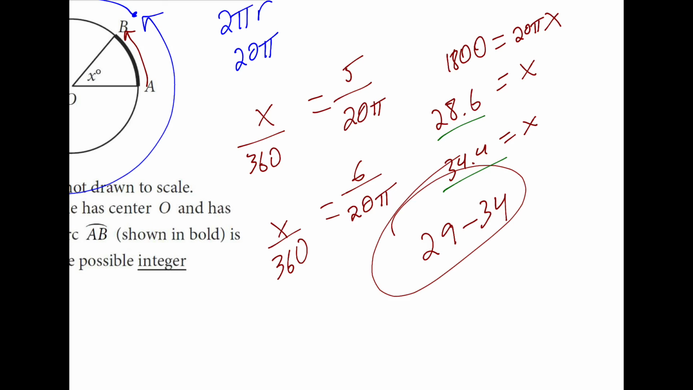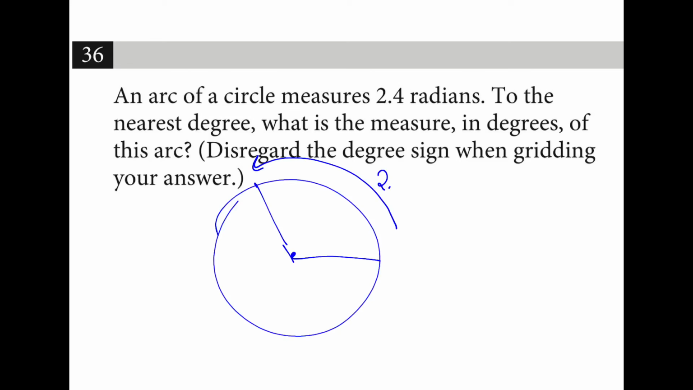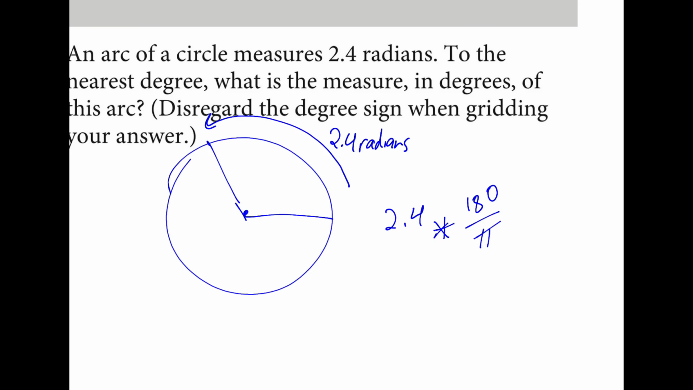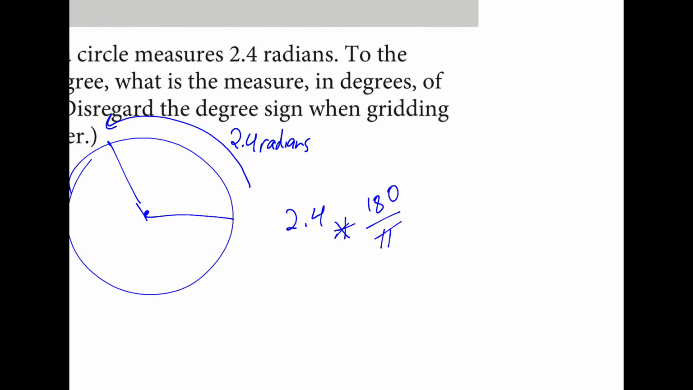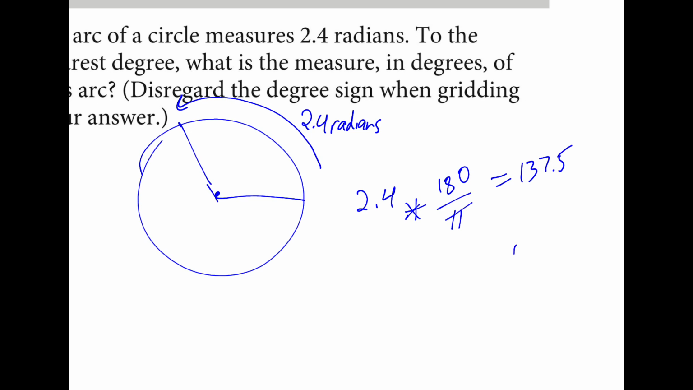Whole numbers only. An arc of a circle measures 2.4 radians. If I want to convert that to degrees, I can multiply by 180 over pi. This gives me 137.5. If I round to the nearest degree, that's going to be 138. Depending on if you use the pi button or 3.14, I think they also accept 137.